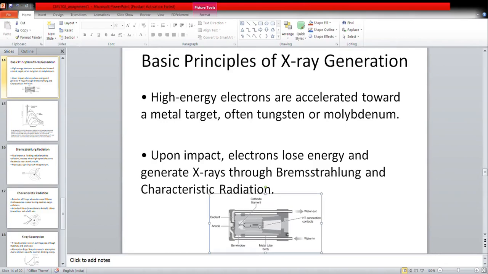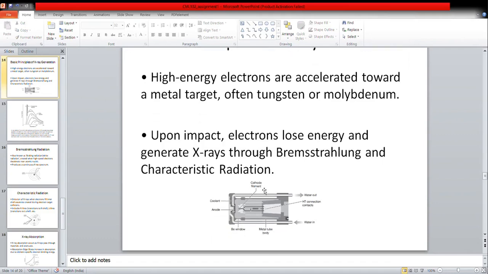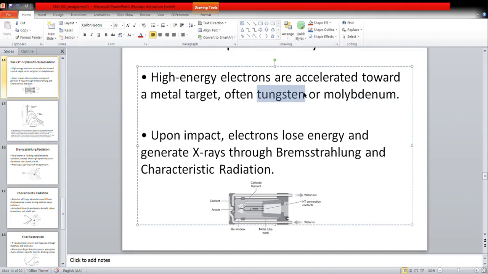Now, generally we take either tungsten or molybdenum. We know that we can see tungsten in a light bulb also. So the thing which will come to our mind after hearing tungsten is a light bulb. So there can be X-rays in a light bulb if electrons were striking the tungsten surface.